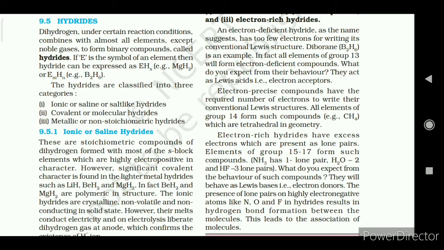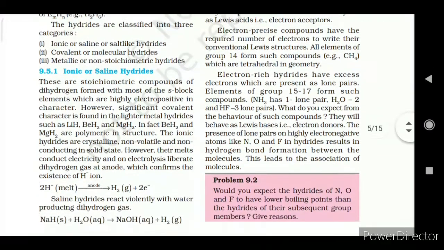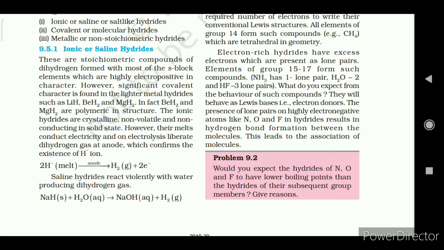9.5.1 Ionic or saline hydrides. These are stoichiometric hydrides of dihydrogen formed with most of the s-block elements, which are highly electropositive in character. However, significant covalent character is found in the lighter metal hydrides such as LiH, BeH2 and MgH2. In fact, BeH2 and MgH2 are polymeric in nature. The ionic hydrides are crystalline, non-volatile and non-conducting in solid state. However, their melts conduct electricity and on electrolysis liberate dihydrogen gas at anode, which confirms the existence of H- ion. Saline hydrides react violently with water, producing dihydrogen gas.